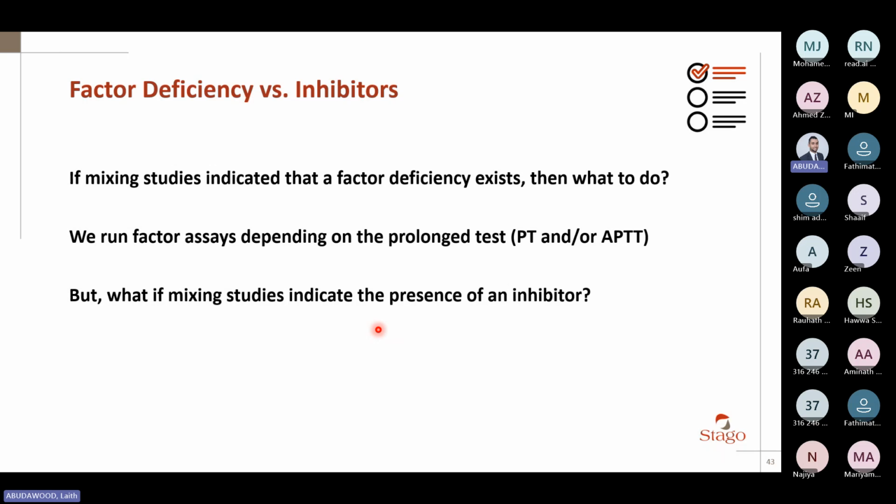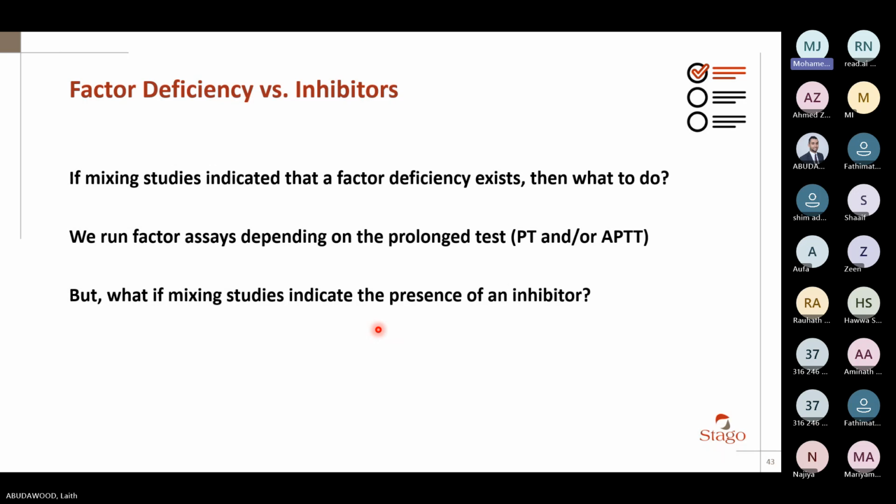If I run a factor assay, I would like to hear your answer, by the way. Let's say the APTT was prolonged and the PT was normal. So I run a mixing study for the APTT, and the APTT mixing study was still prolonged. What do you think I will get as the result for a factor 8 assay if I run one in this case? I want to hear your opinion. Will it be normal? Will it be corrected? Will it be high? Will it be low? What do you think?